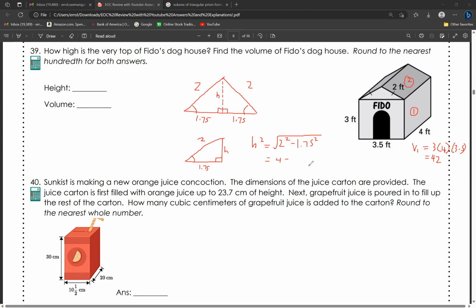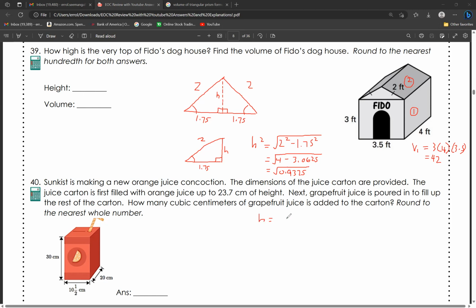1.75 times 1.75 is 3.0625. The root of that. Just the 4 minus 3.0625 is how much? 0.9375. Take the root of that number. This is 0.9375. Find out what the root of that is.